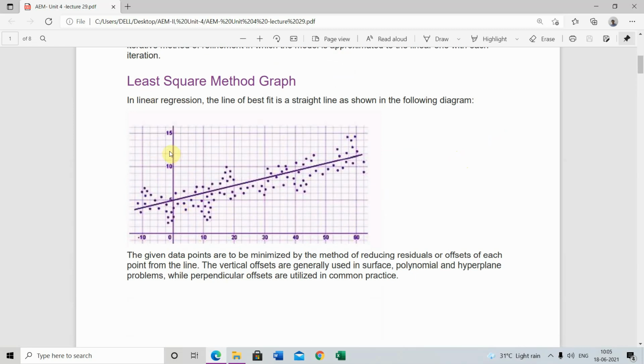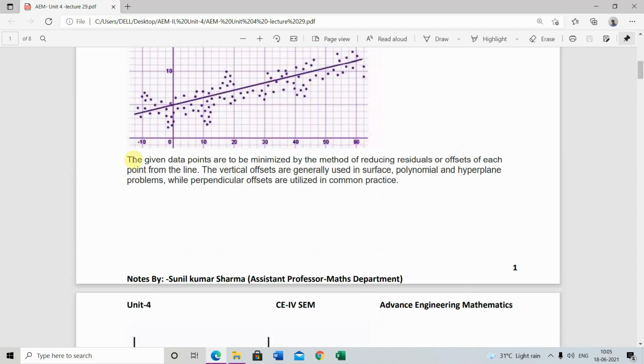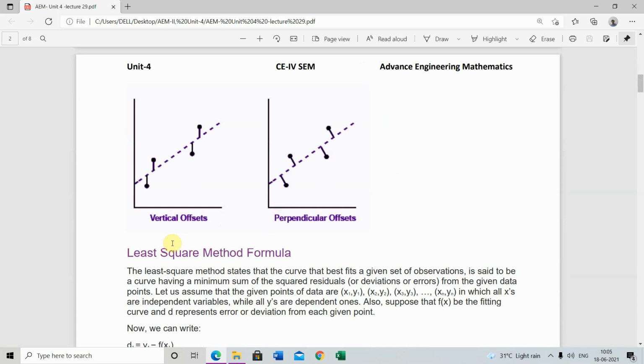The least square method graph. In linear regression, the line of best fit is a straight line as shown in the following diagram. The given data points are to be minimized by the method of reducing residuals or offsets of each point from the line. The vertical offsets are generally used in surface, polynomial and hyperplane problems, while perpendicular offsets are utilized in common practice. There are given two graphs: vertical offsets and perpendicular offsets.